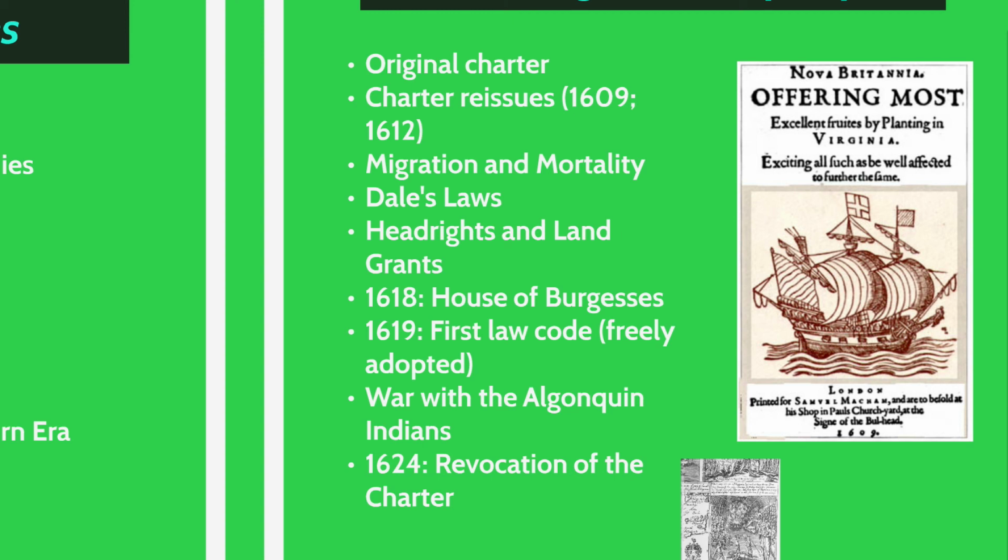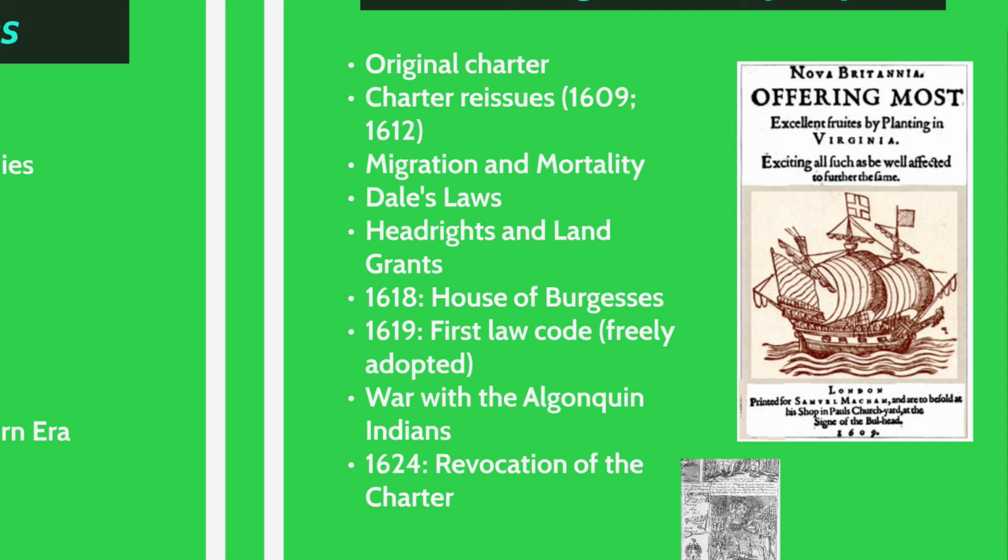The Crown's lawyers then argued that the charter had been violated and was thus void. The judges agreed and the charter was revoked. Thereafter, the king appointed the governor and the council. James did retain the House of Burgesses, but he stipulated that his privy council must ratify all legislation. This model would become the model for all of the other colonies.